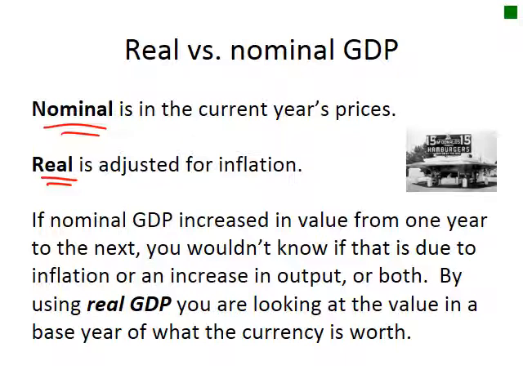So if nominal GDP increased in value from one year to the next, you wouldn't know if that's due to inflation or an increase in output or both. By using real GDP, where you hold the prices constant and don't let them change from year to year, using the same prices from whatever base year you've chosen to calculate the goods and services, then you can see if the output has increased or decreased.